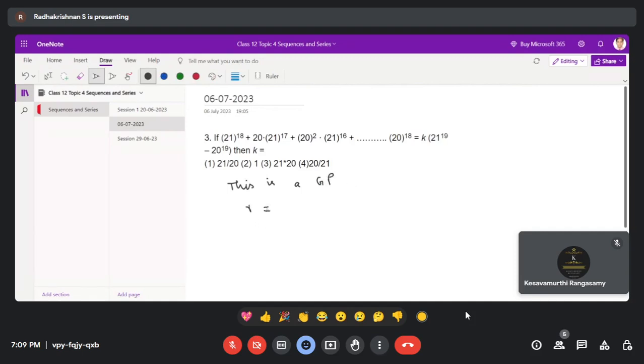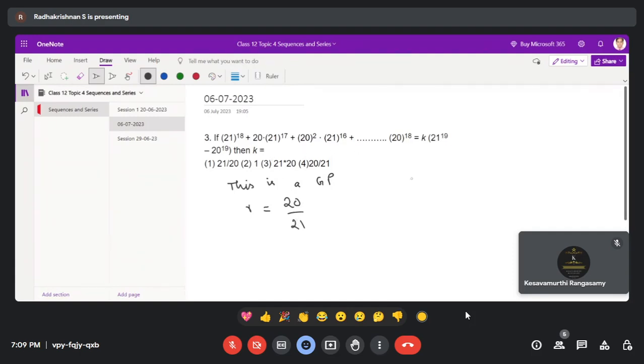R equal to 20 by 21, sir. Correct. Because in every term there is a 20 multiplied: 20, another 20, so 20 square and so on. And similarly, 21 to the power of 18, next it is 21 to the power of 17 and so on. So it gets divided by 21 for every term. So R is 20 divided by 21. It gets multiplied by 20 and divided by 21.